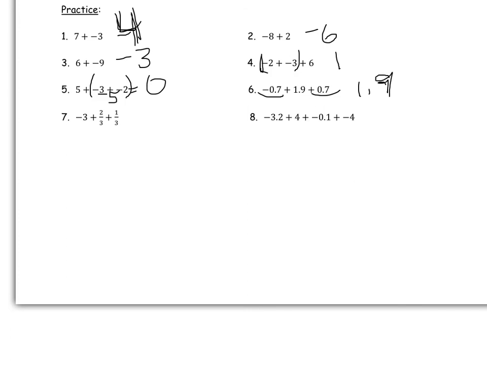Here, hopefully you saw that you could add your fractions first. You get 3/3, which is the same as 1, so what we really have here is negative 3 plus 1, which gives us a negative 2. And again here, you might see that you have 4 and negative 4. Those are opposites, so they're going to cancel. And negative 3 and 2/10 and negative 1/10 is going to give us negative 3 and 3/10. So hopefully you got those correct.